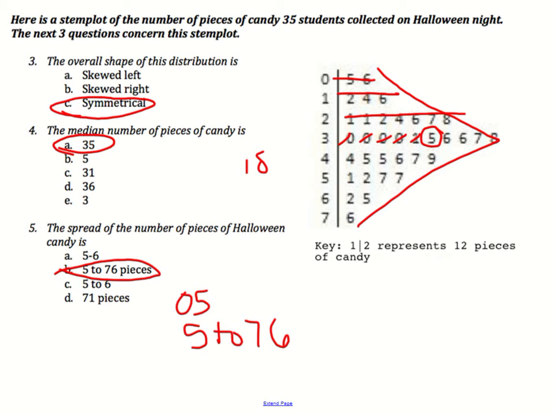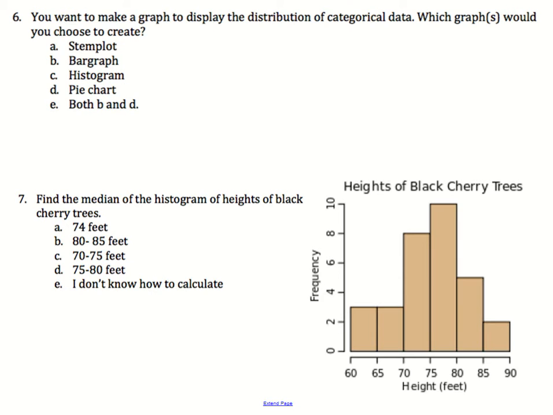There we go. So if you want to make a graph to display the distribution of categorical data, which graphs would you choose to create? So remember, categorical data, so where we have different categories, that's usually a bar graph and a pie chart. Remember, stem and leaf plots and histograms, those are quantitative data.